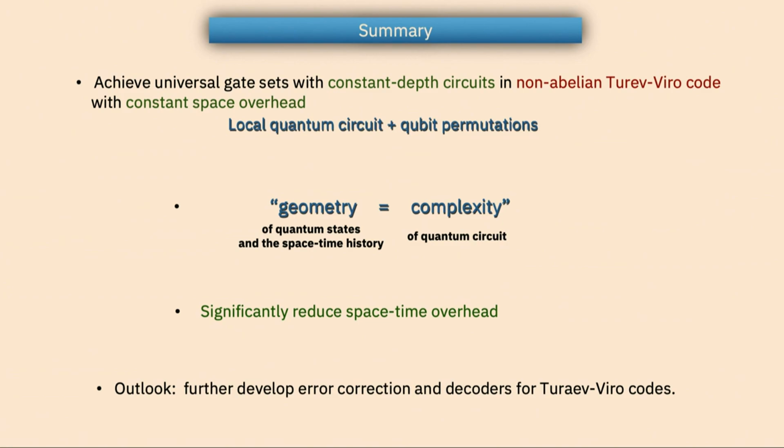Finally, I also want to emphasize that for topological quantum computation, it turns out that not only topology is important, but also the geometry. The geometry of the quantum states and the space-time history is related to the complexity of the quantum circuit. So that's all. Thanks for your attention.